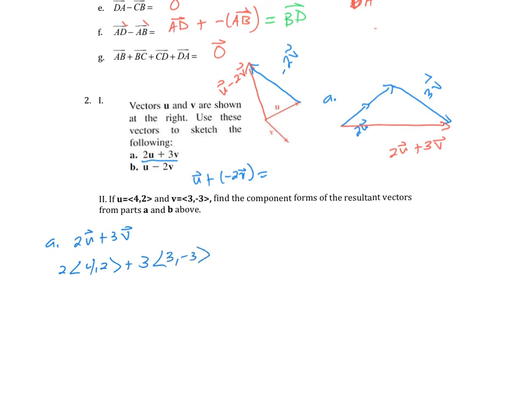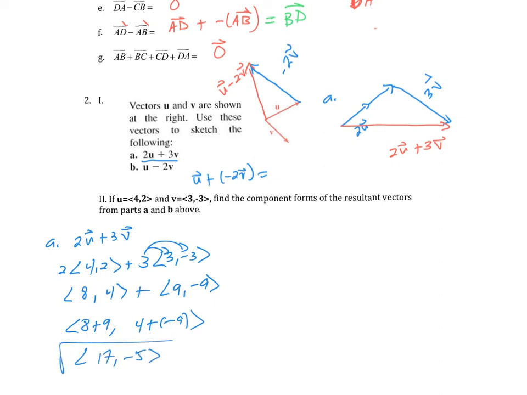When we do scalar multiplication, distribute this scalar, so 2 to the 4 and the 2, so that's going to become the vector 8, 4. Now distribute the 3 to each component of the second vector, so that's going to become 3 times 3 is 9, 3 times negative 3 is negative 9. And finally, to add the two vectors, add the x components and add the y components. So we have 8 plus 9 for the x component and 4 plus negative 9 for the y component, which is 17, negative 5. So that's 2U plus 3V.